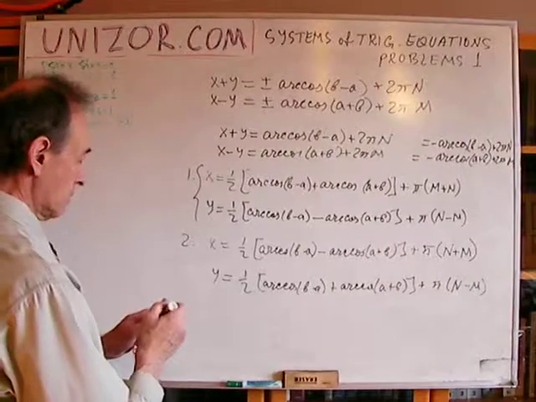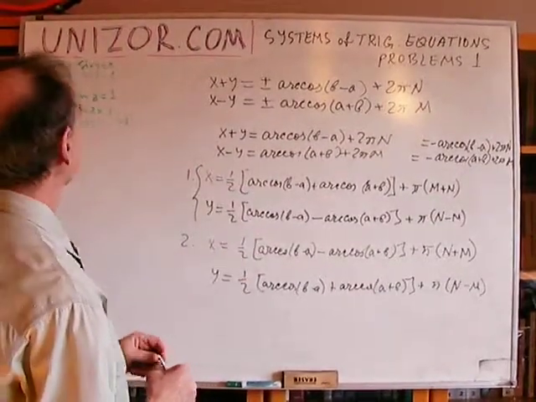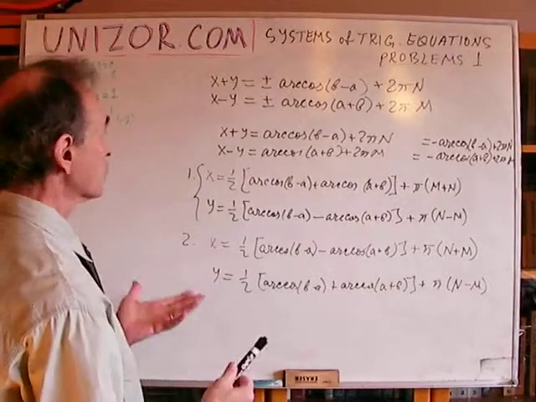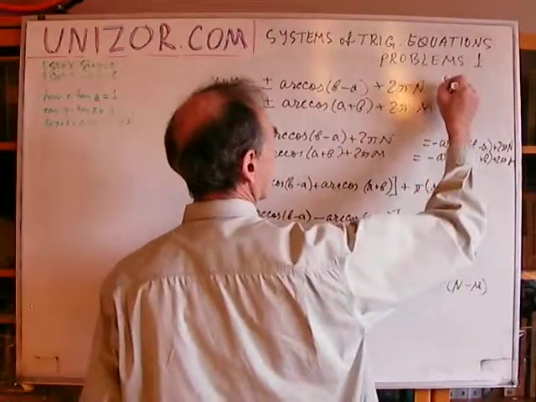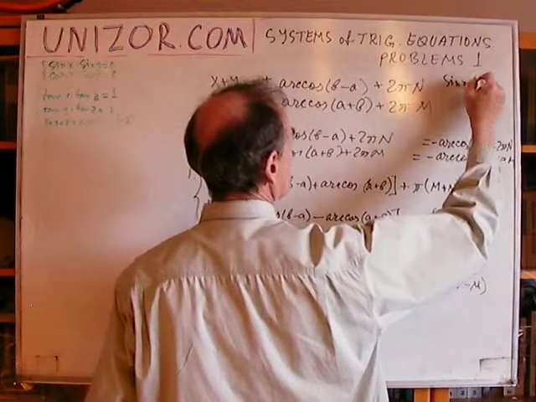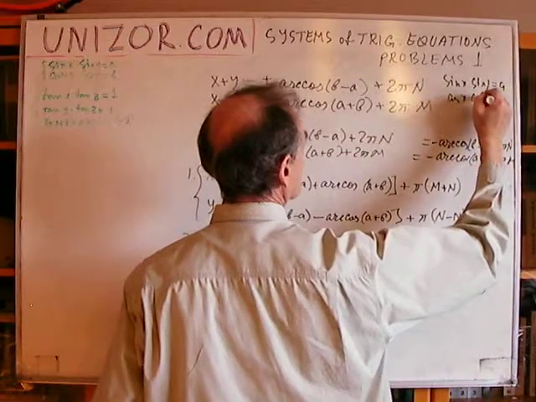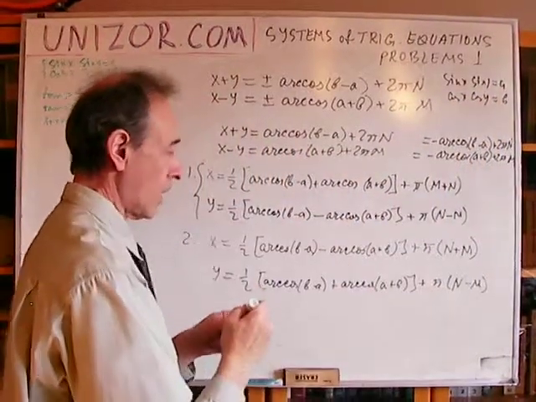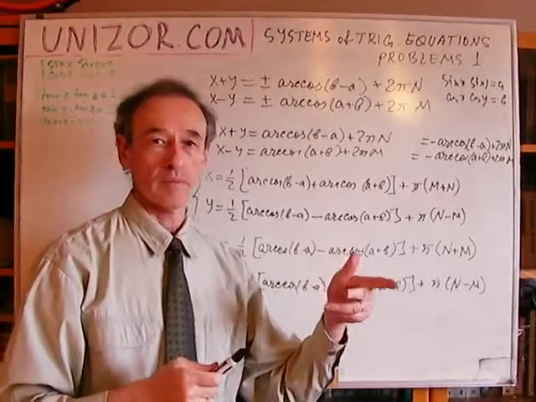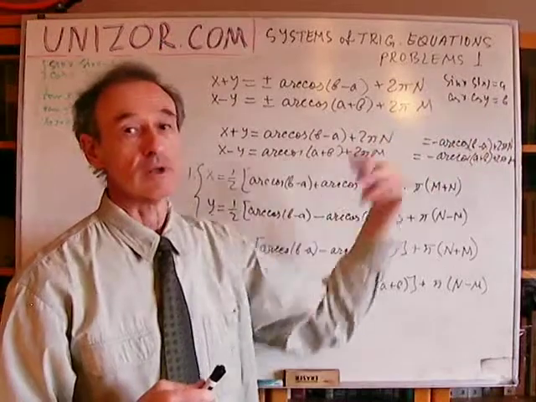So basically, I exchange the x and y. And looking at the original system, you remember, right? Sine x, sine y is equal to a, cosine x, cosine y is equal to b. Obviously, if I change x and y values, it will be exactly the same thing because it's symmetrical relative to x and y.